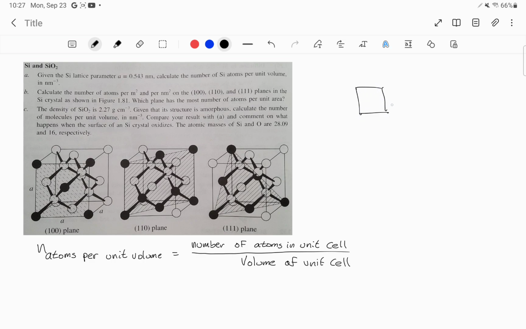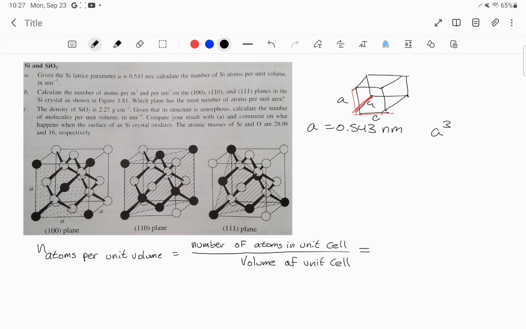We have a cube. That's a messed up cube, but if we think about a cube like this, in 2D, the area is going to be this times this, a times b, that's going to give you the area. But if we think about the volume of a cube, it's going to be this length times this length times this length. We're given that a is 0.543 nanometers. So that's a, and that's a, so a cubed is going to be the volume of the unit cell.